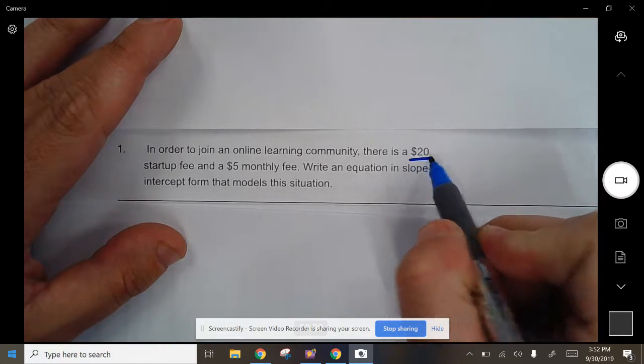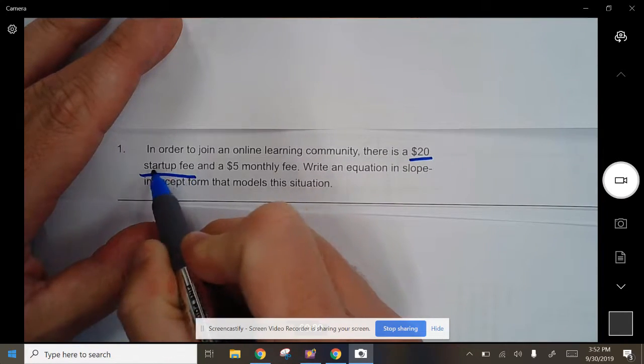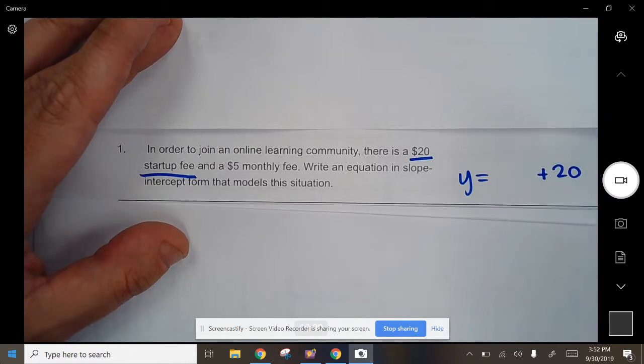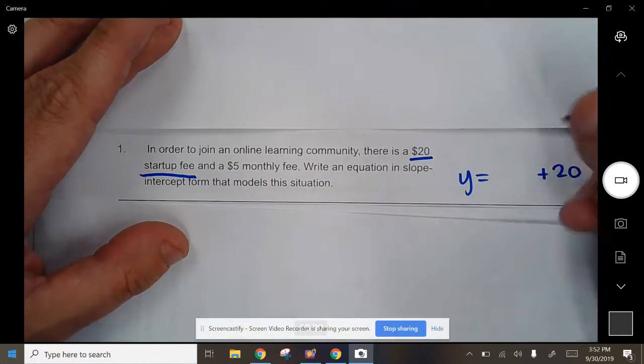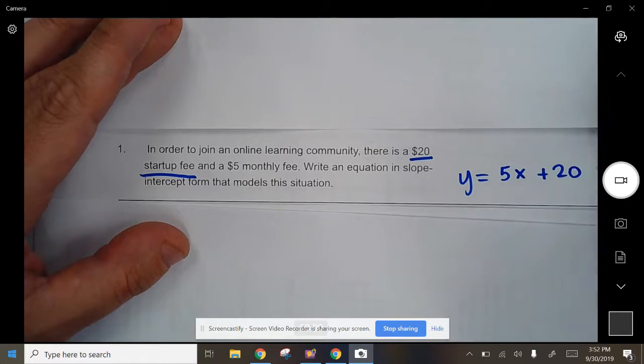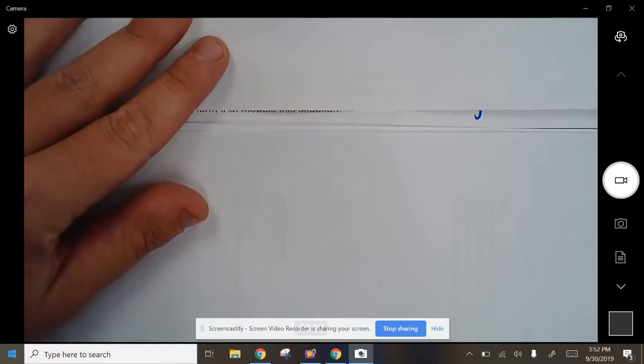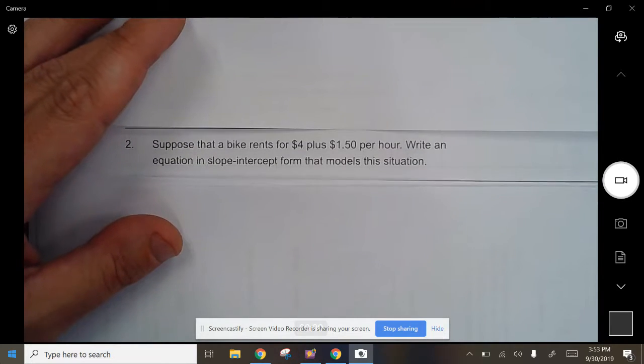So a $20 startup fee, starting point. So if you're going to write this, that's the starting point. And a monthly fee that happens each month, that would be your monthly fee. So that would be your answer to that one. Now the next one I want you to type, or I'll give you multiple choices, I think, on this one.